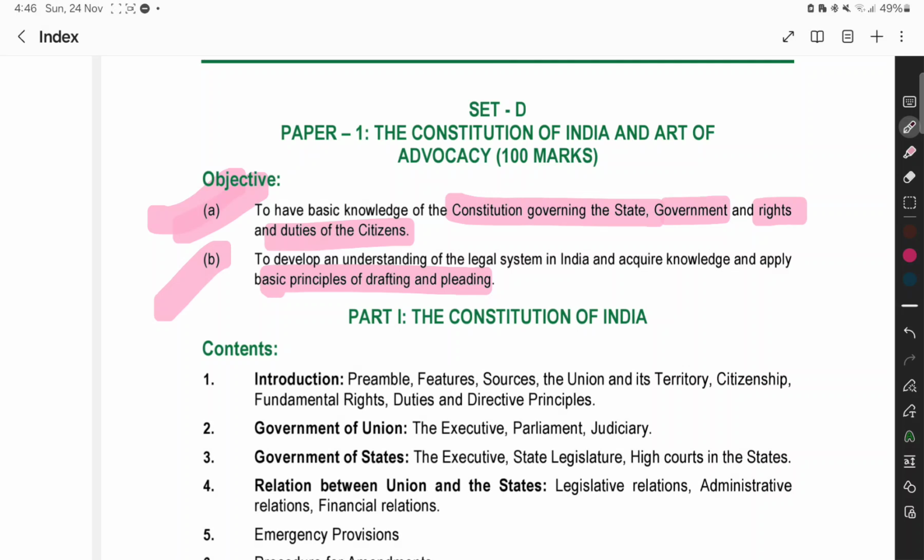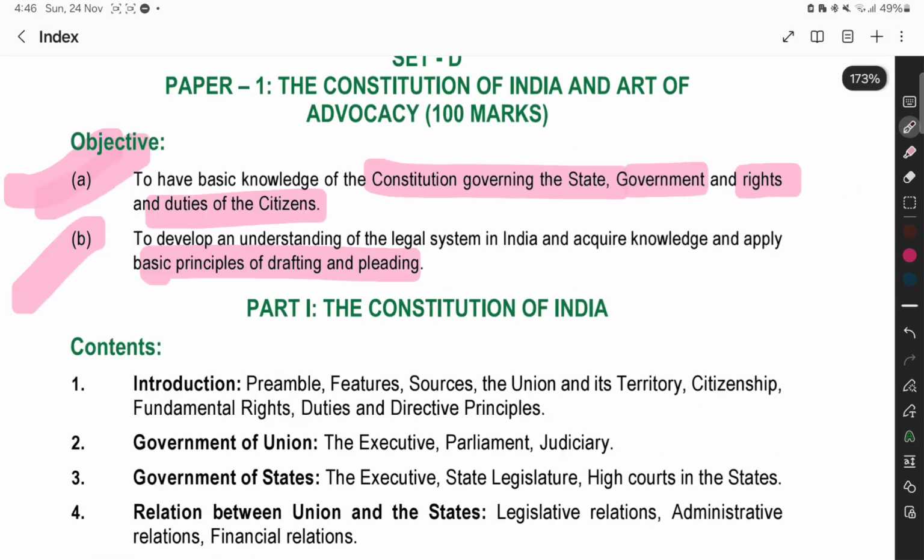Second, to develop an understanding of the legal system in India and acquire knowledge and apply the basic principles of drafting and pleading. And the second part is the art of advocacy, that is how you are writing your notices, replies, and your legal conversations with the departments of income tax and GST. These have been introduced, how the drafting works. So first we are focused on the first part, that is the Constitution of India.